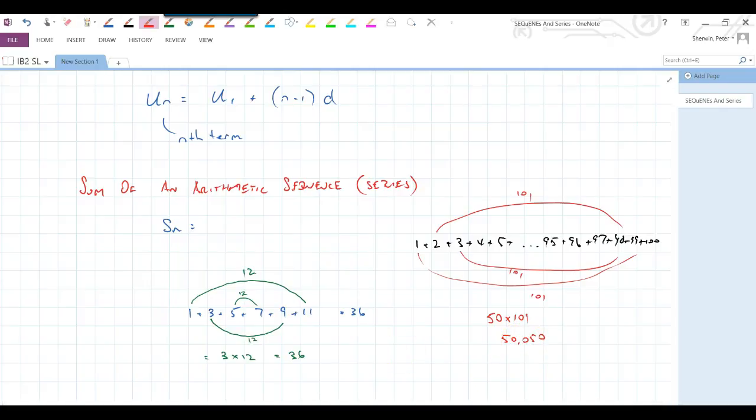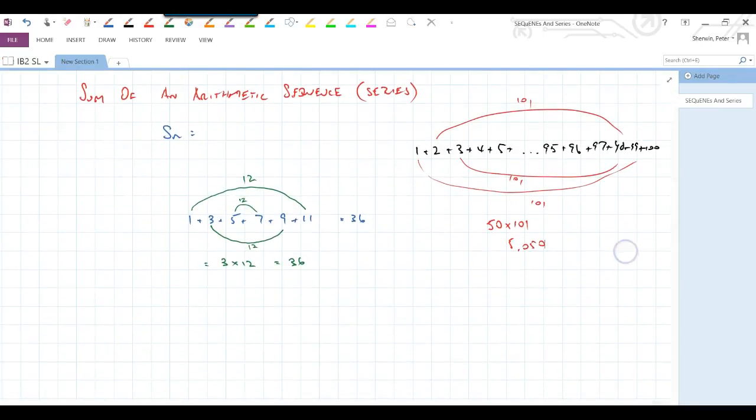In fact, of course, that's not correct, is it? We can get rid of that 0 there. It's only 5,050. So that's the sum of an arithmetic series. Nice little pattern, isn't it? So if we can work out the pairs, then we just find out how many pairs we've got.